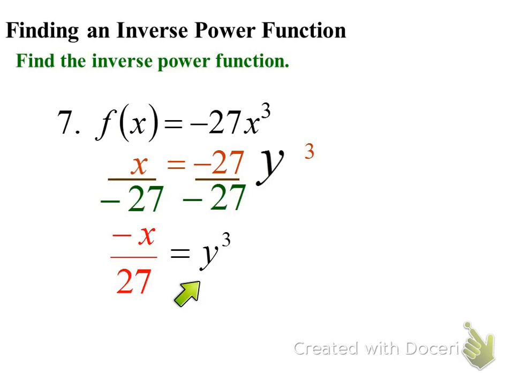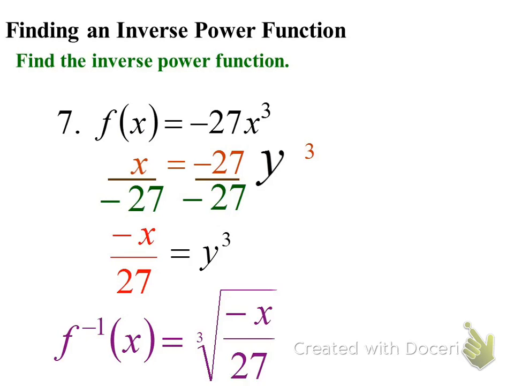I'm going to start writing my answer formally since my problem started out formally. F inverse of x equals the third root of negative x over 27. By looking at it, wait a second, -1 over 27 actually becomes perfect cubed roots. I could rewrite my answer as negative cubed root of x over 3.